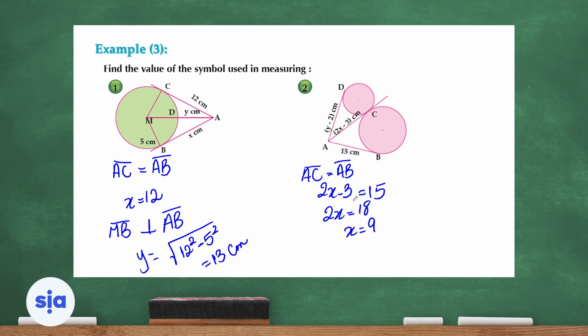In the smaller circle, as you can see, the two tangents AC and AD are meeting outside the circle, so they're equal in length. We just said that AC equals AB, which is 15. So AD is equal to AC, then y minus 2 is also equal to 15. So y equals 17.